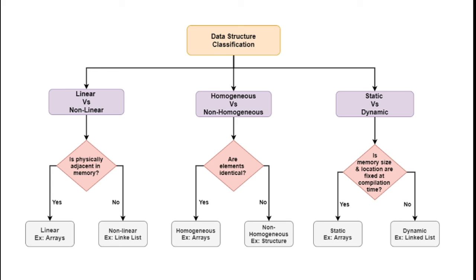An example of a static data structure is arrays. As you know, we have to specify the size of an array when it is declared, and once the program is compiled, its size is fixed and the associated memory locations are also fixed.